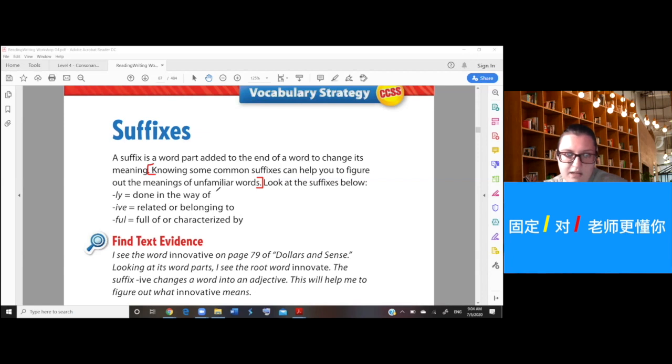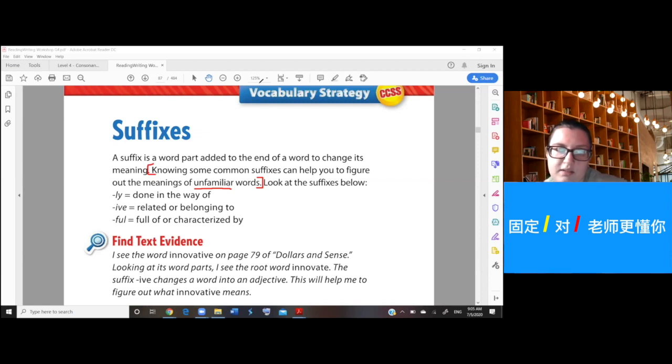This word is unfamiliar. Unfamiliar, yes. It means it's the opposite of familiar. So something you do not know, something you have never seen before. Unfamiliar. Very good.